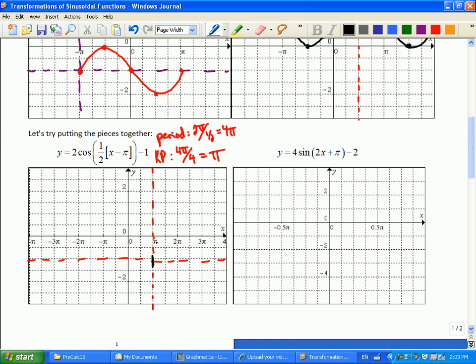My starting point, there'll be a key point. There'll be a key point here. There'll be a key point there. I'll have key points every pi units. So I can mark, now I know where I'm looking for the key points. Okay.